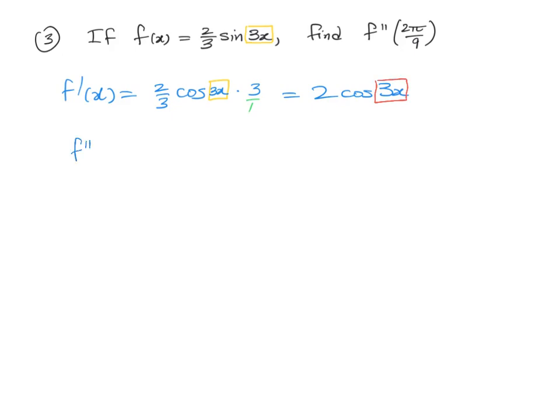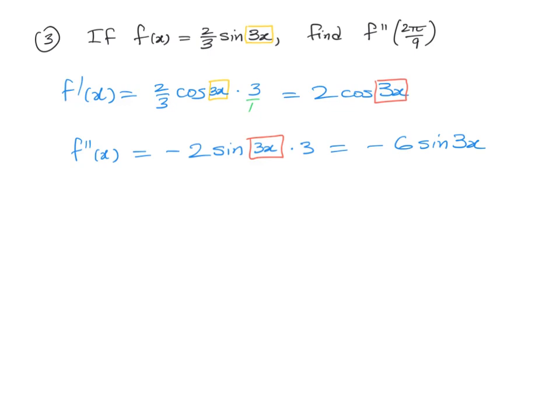So f double prime of x, well, the derivative of 2 cosine box is going to be negative 2 sine of box. And then by the chain rule, I've got to multiply that by the derivative of the box. The derivative of 3x is just 3, and I backfill the 3x again. And then don't forget that this 3 is part of the coefficient here, so it multiplies by the negative 2. So I end up with negative 6 sine of 3x. Now that's f double prime of x.